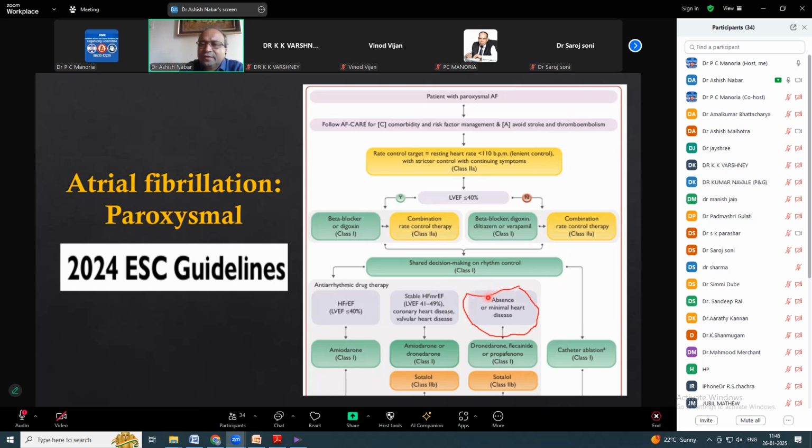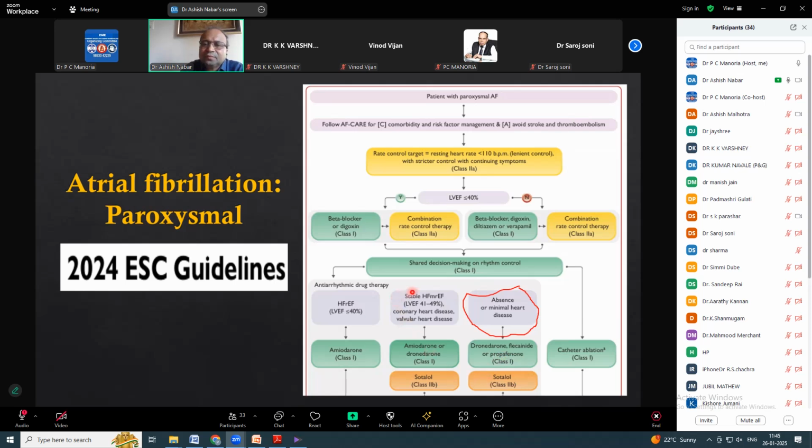So therefore, when you have atrial fibrillation with minimal heart disease or completely absent structural heart disease, then you can use flecainide or propafenone. So don't jump to amiodarone in this setting is the moral of the story. So you can use flecainide, which is a class 1C drug, and propafenone, also a class 1C drug available to us. So this would become your first choice. When that fails, you can use sotalol.